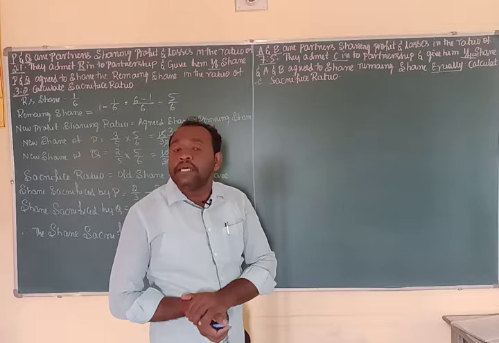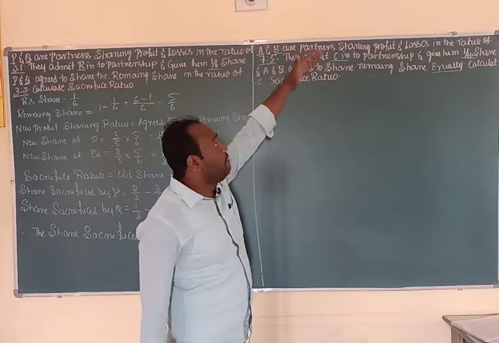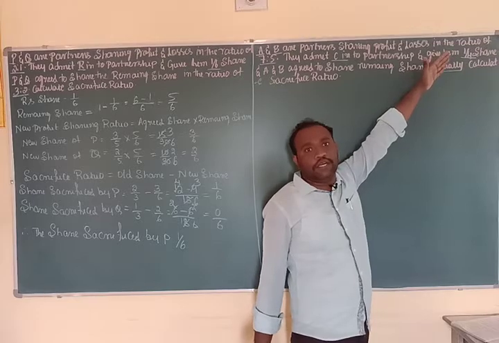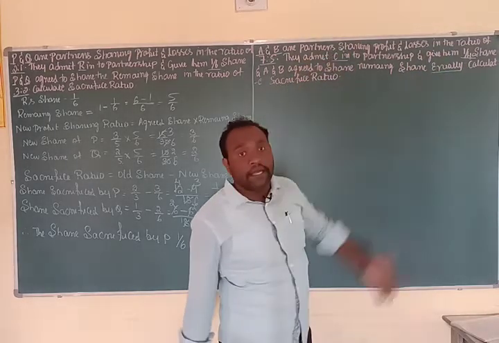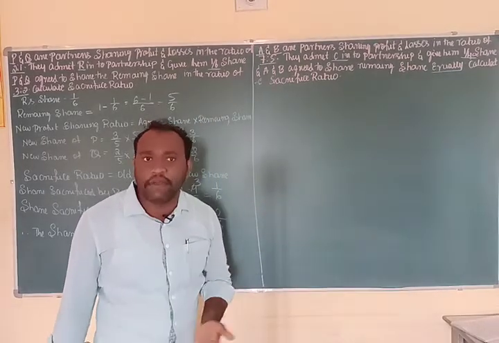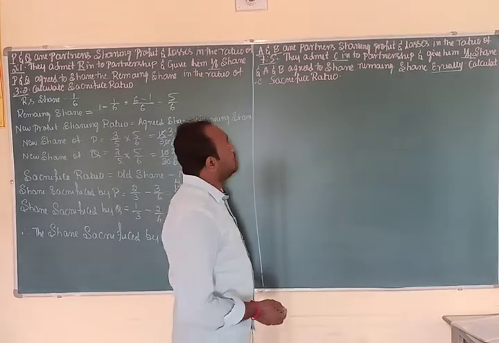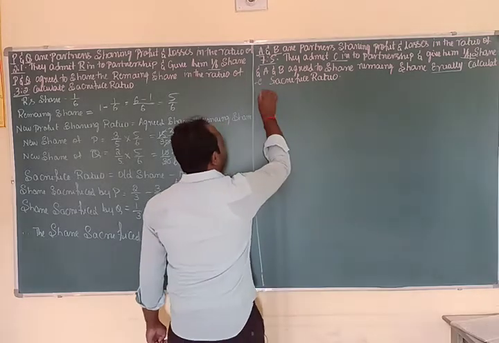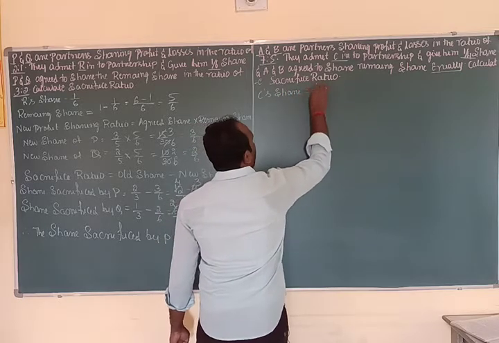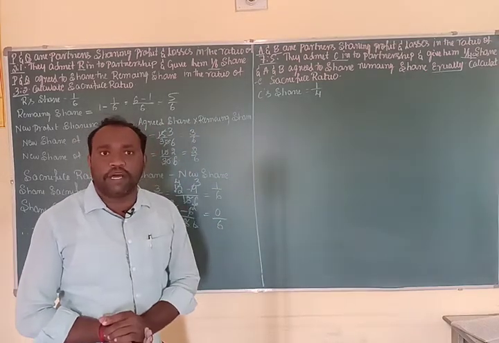Here we should calculate the sacrifice ratio. The old ratio of the old partners is 7:5. When they admit C as a new partner into the firm, they give 1 by 4th share. The remaining share A and B agreed to share equally, nothing but 1:1. Here also we should find the remaining share on the basis of the new partner's share. C's share is 1 by 4th.